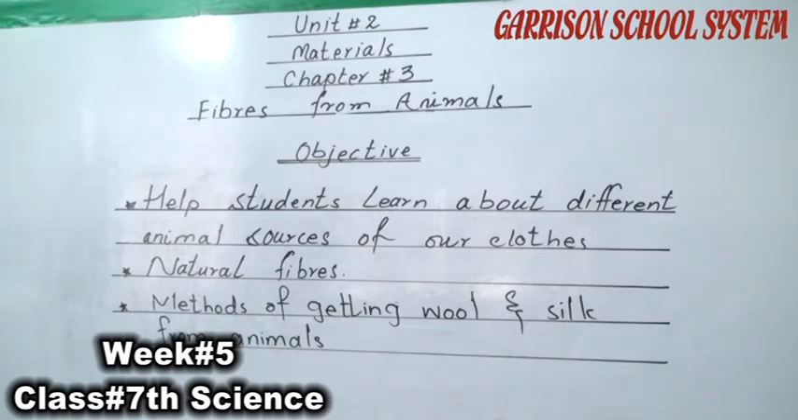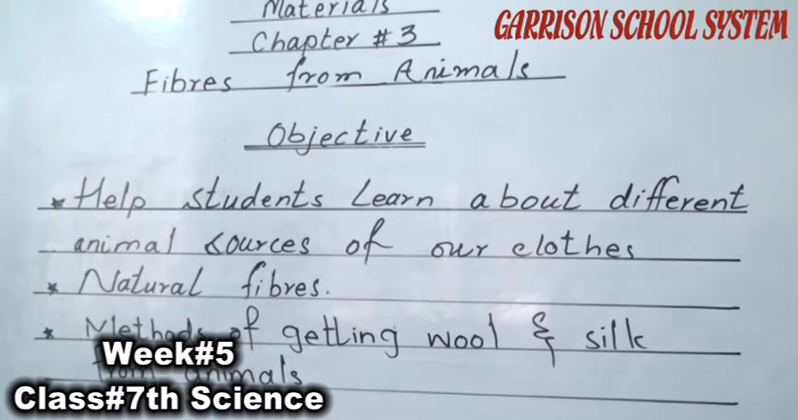Although it is obtained from goats, camels, yaks and llamas, the thick covering of wool on a sheep is called fleece. Fleece is the thick covering of wool on the animal's skin. It's of two types. One is very close to the skin of the animals and the other one is next to the skin layer.